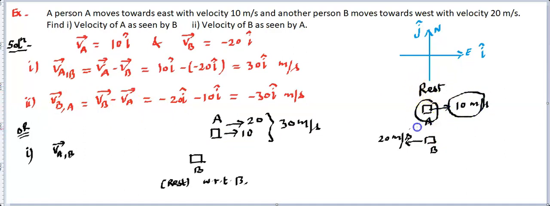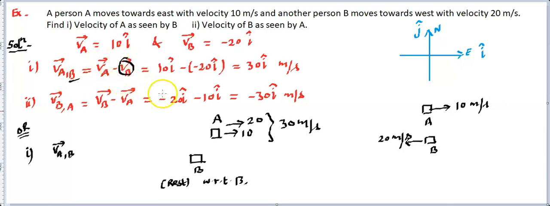So change this velocity direction, give it to this. So it will become, as per A, you will find B will be moving 10 plus 20, that's 30, but in the westward direction. So this is going to be applicable for all the cases. You need to simply change the direction of the second and add with the first.